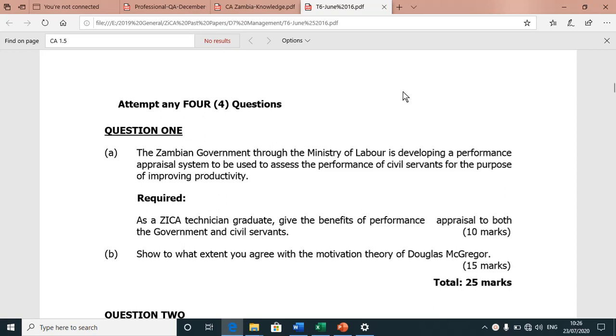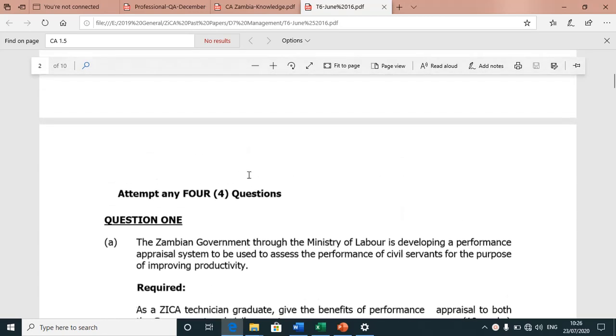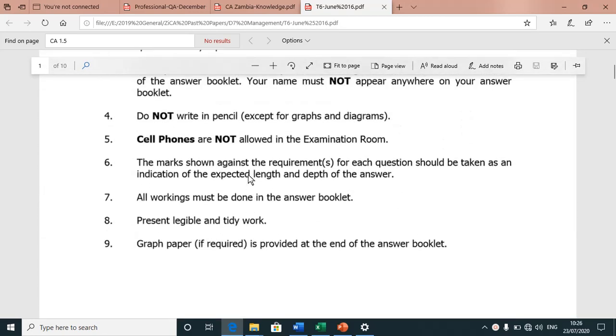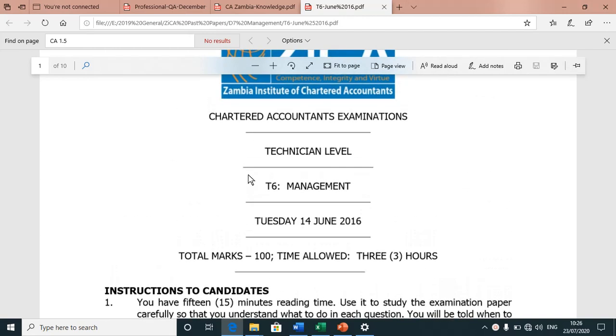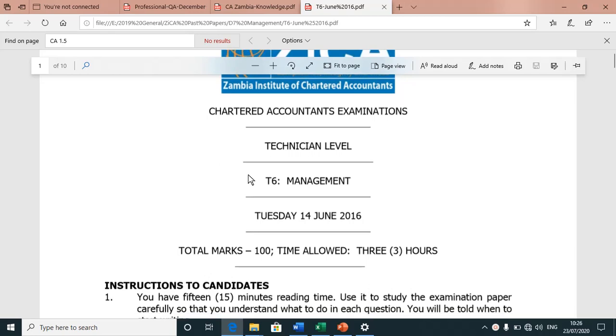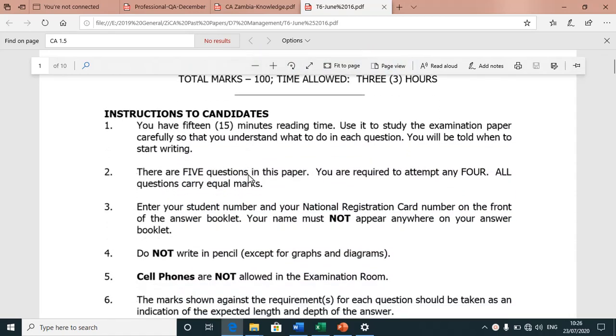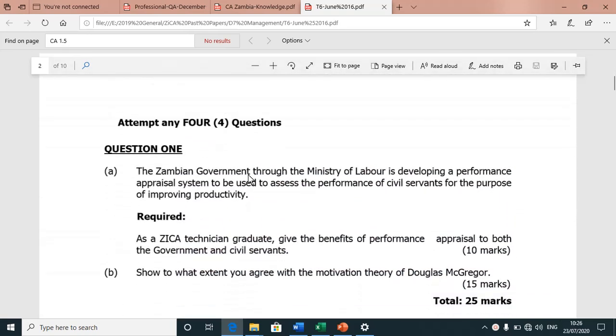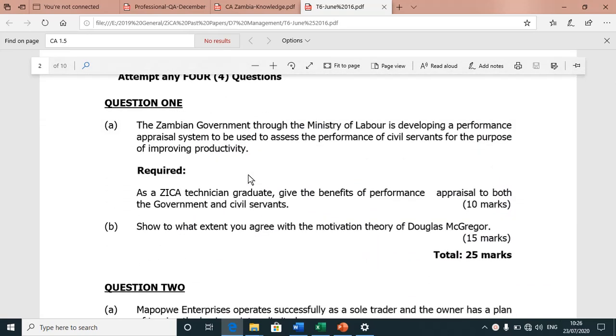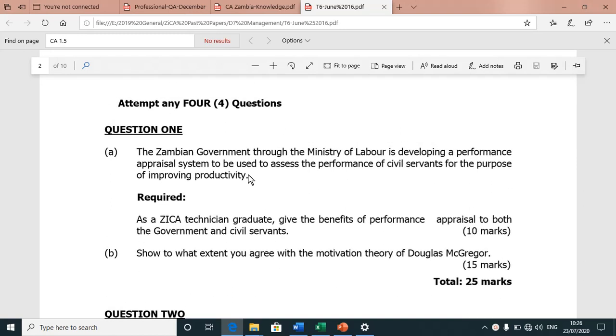I would like to welcome you to our first session of these principles of management revision. Before us is a question paper that was taken in June 2016, and of course it's very important for you to familiarize yourself with questions that appear in exams so that you can easily pass your exams.